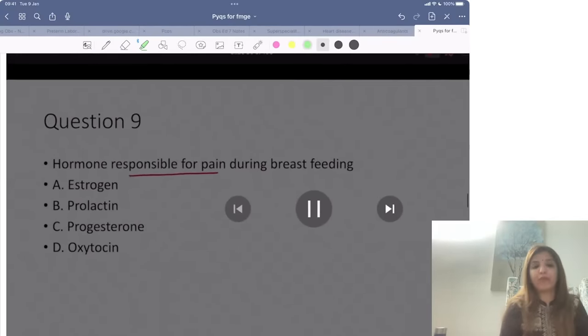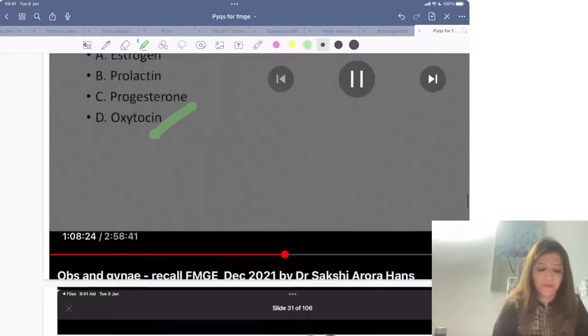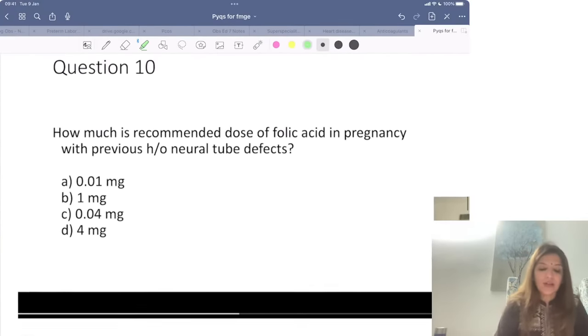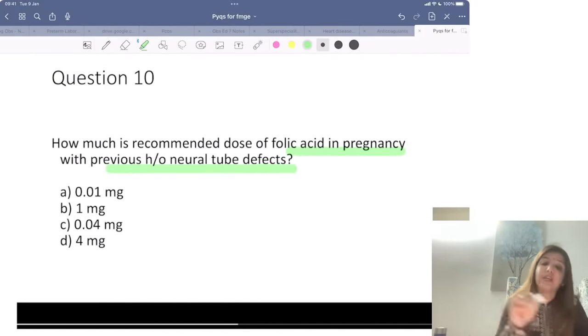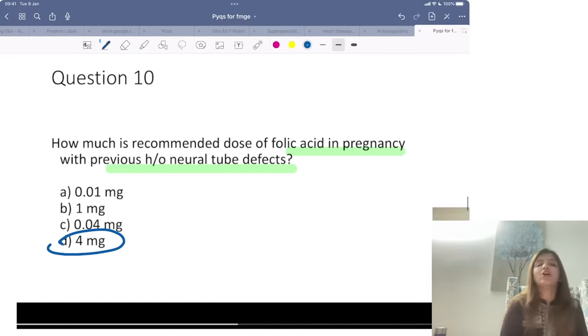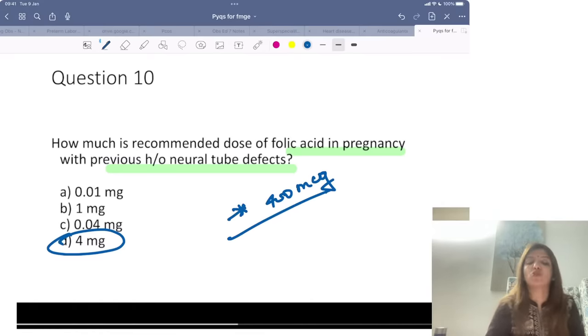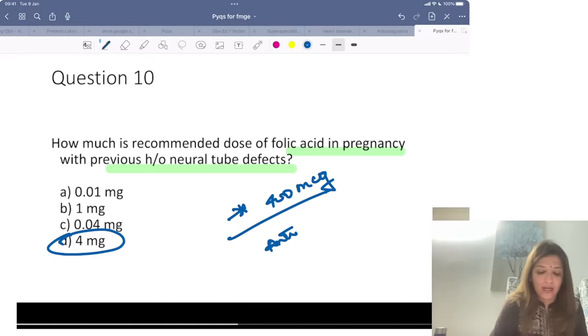Then, hormone responsible for pain during breastfeeding, just now we did, it is oxytocin. How much is the recommended dose of folic acid in pregnancy with previous history of neural tube defect? So, all of you know that if there is previous history of neural tube defect, you have to give 4 milligrams of folic acid. Otherwise, it is 400 micrograms. Normally, in all females, the dose of folic acid which you have to give to prevent neural tube defects is 400 micrograms. But if there is previous history, you have to give 4 milligrams. If a female is on anti-epileptic drugs, then also the dose which you have to give is 4 milligrams.